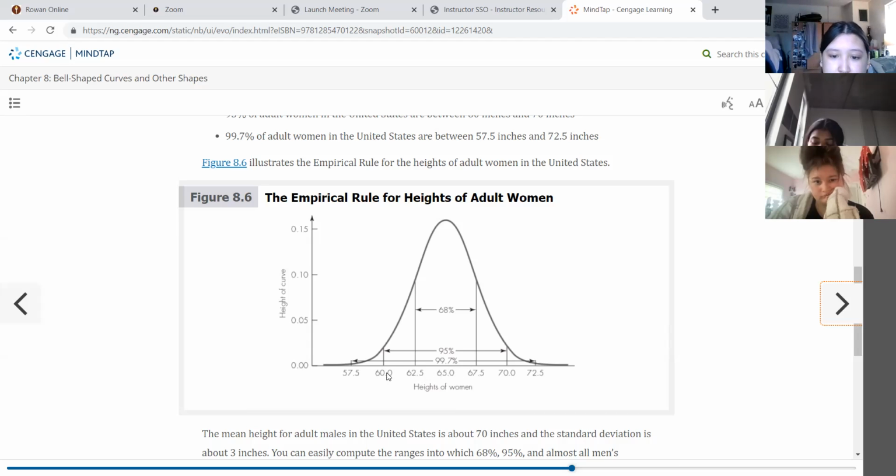So we add and subtract 5. 60 to 70. It's 2 standard deviations. That's 95% of the data. All right, you get the idea? I hope you do. But this is basically the type of thing you need to know from this chapter here.